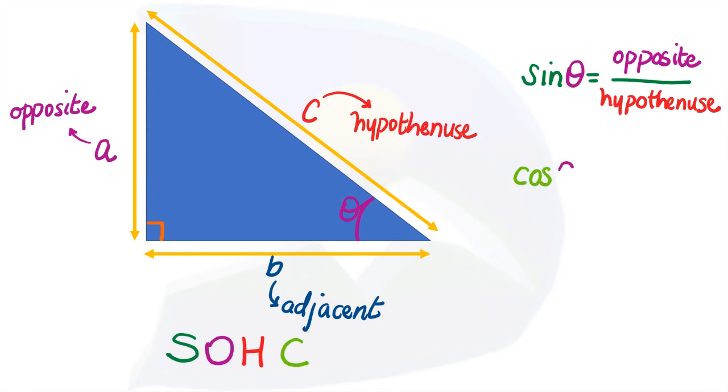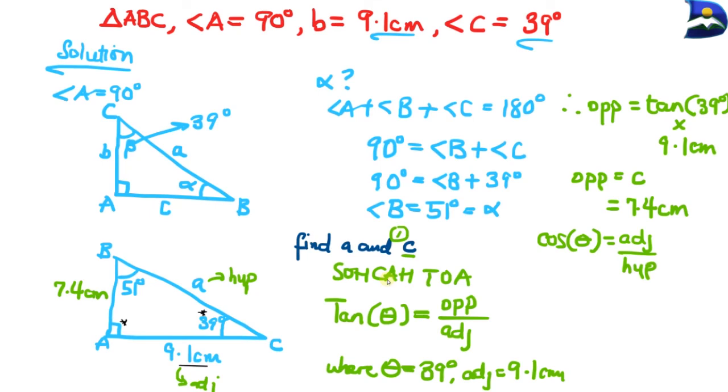And so CAH in this case is cos theta, which is equal to our adjacent over our hypotenuse. Since we know that our angle is equal to 39 degrees and our adjacent is equal to 9.1 centimeters, we can determine what our specific hypotenuse is. Our hypotenuse is going to be the other way around. We are going to not multiply but divide, because by cross multiplying, or by dividing both sides by cos theta, you should be able to determine what the hypotenuse is.